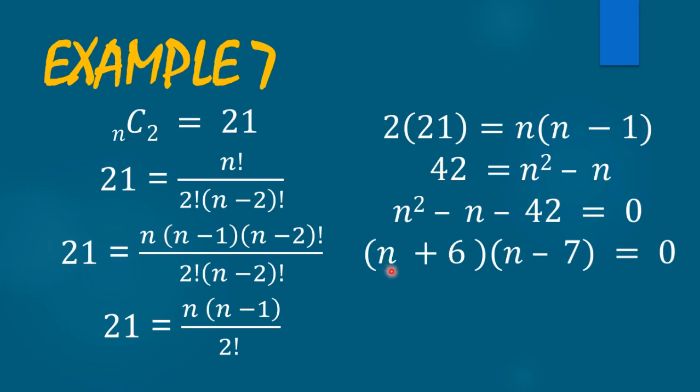Then, finding the values of n, that would be n is equal to negative 6 and n is equal to positive 7. Since we are identifying the number of objects, we'll just use the positive value. So our n is equal to 7.